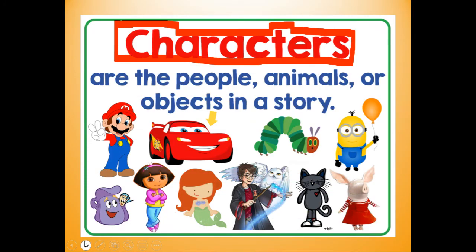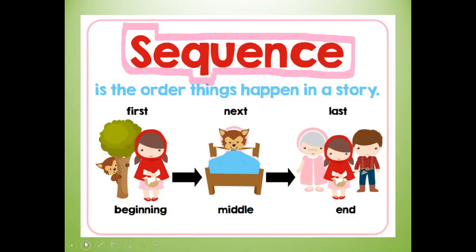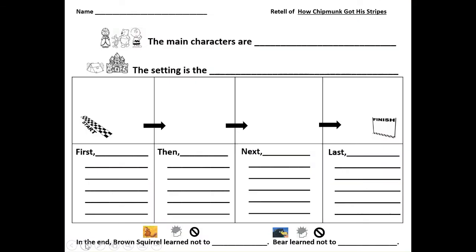Characters. Characters are the people, animals, or objects in a story. Setting. Setting is where the story takes place. Sequence is the order things happen in a story. For example, we use the sequence words first. You're going to write these sequence words, next, and last, or beginning, middle, and end. So let's orally review, say out loud what happened in the story before we write it.